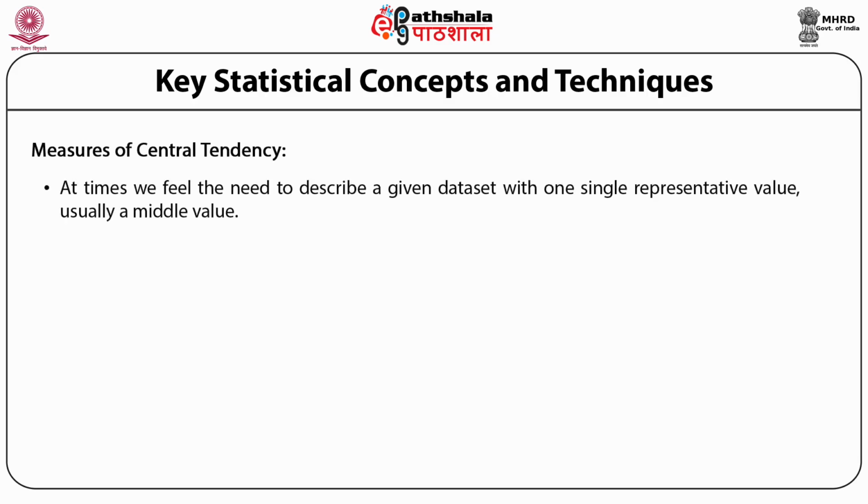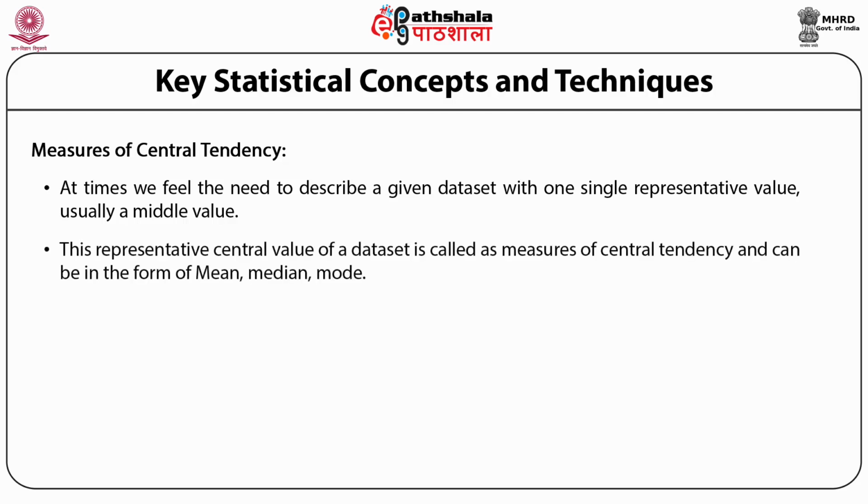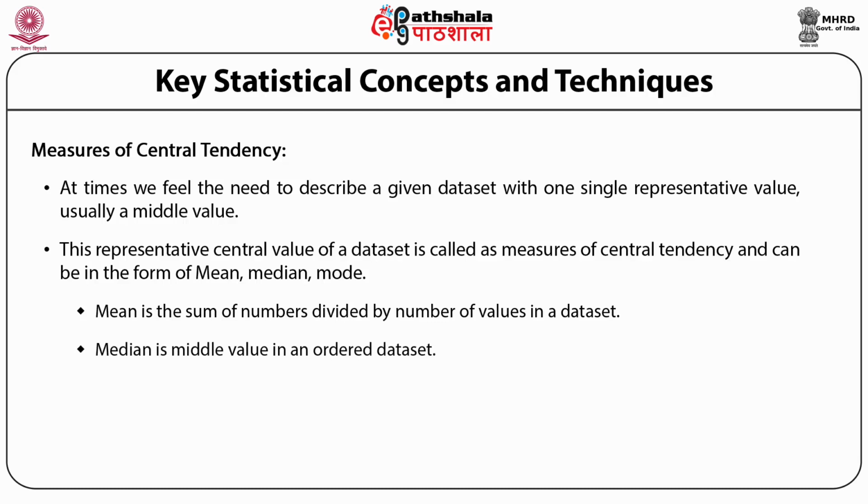Many times we feel the need to describe a given data set with one single representative value, usually a middle value. This representative central value of a data set is called a measure of central tendency, and can be in the form of mean, median and mode. Here, mean can be understood as the sum of numbers divided by the number of values in a data set. Median is the middle value in an ordered data set, and mode is the most frequently occurring value in a data set.